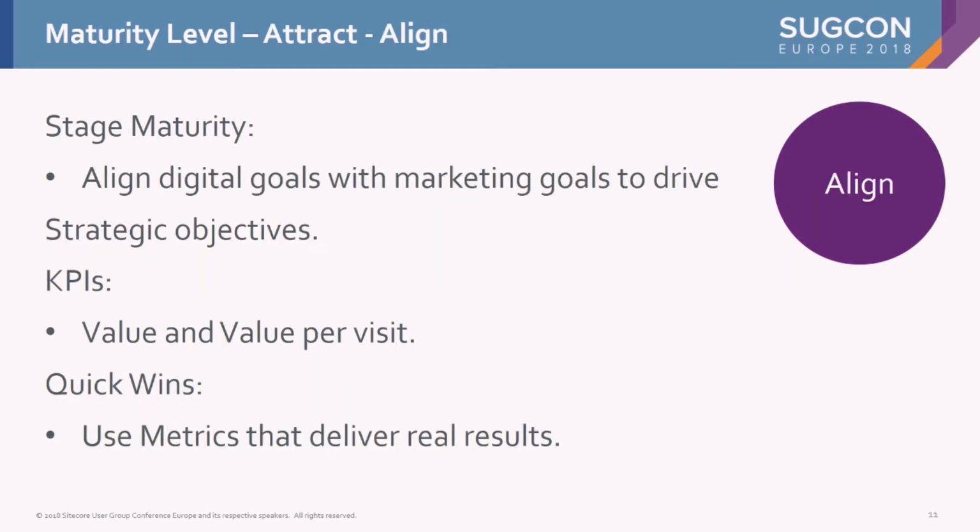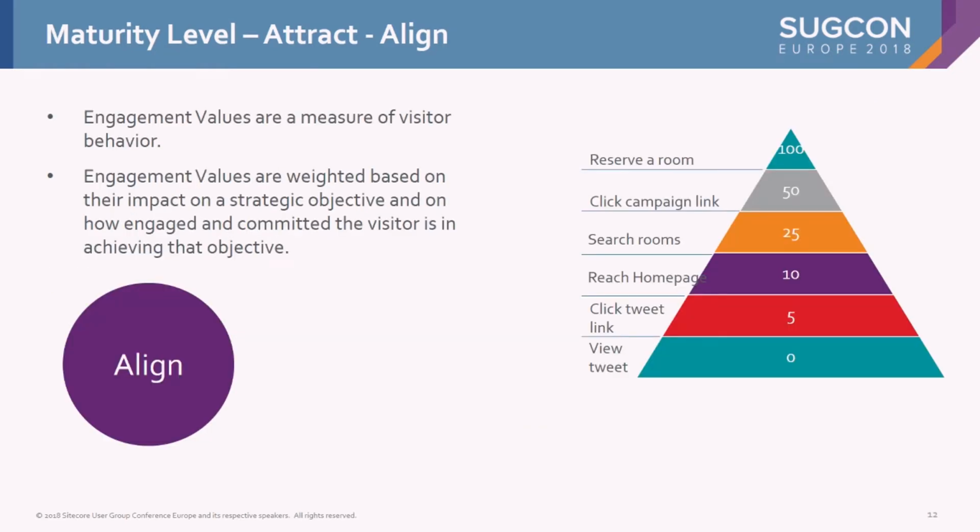So the next stage is the align, and basically we want to make sure that every digital and marketing activity done is in alignment with our customer objectives. In order to do this, we need to shift our focus to what we call value and value per visit, or from a Sitecore perspective, engagement values. And those are an indication or a value you set for your customer behavior in relevance to your overall objective.